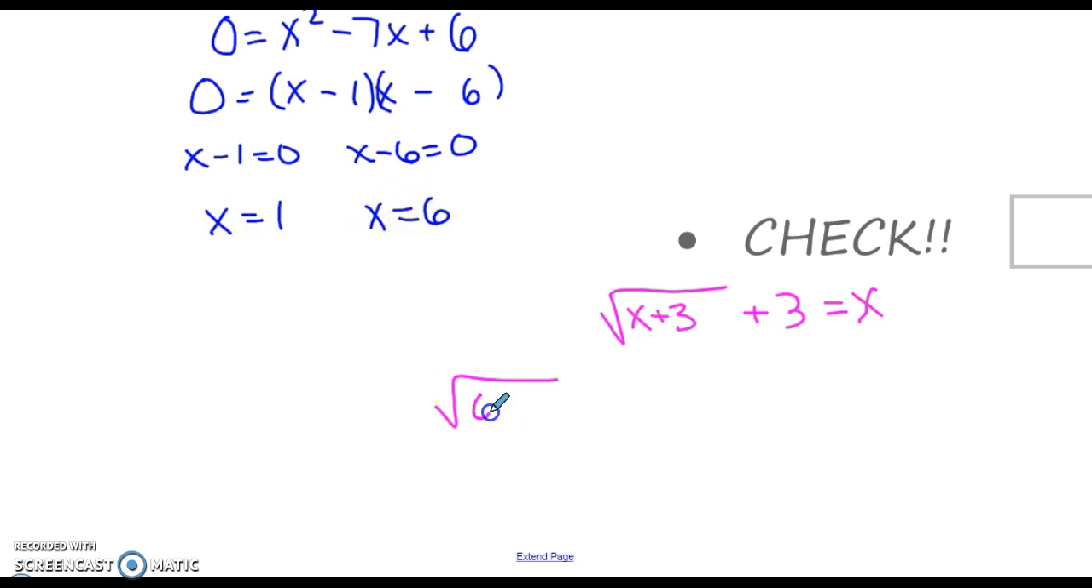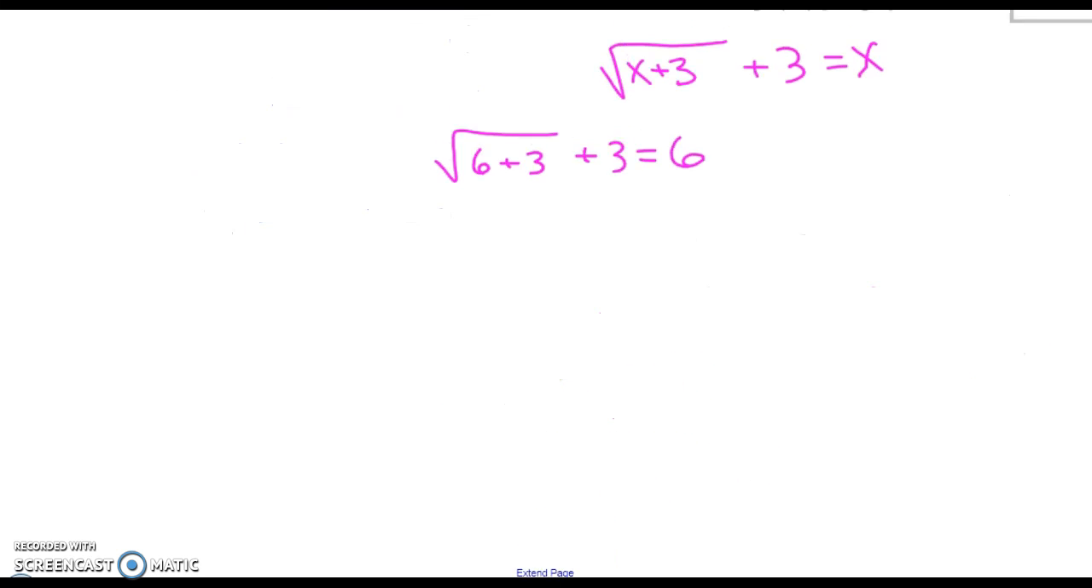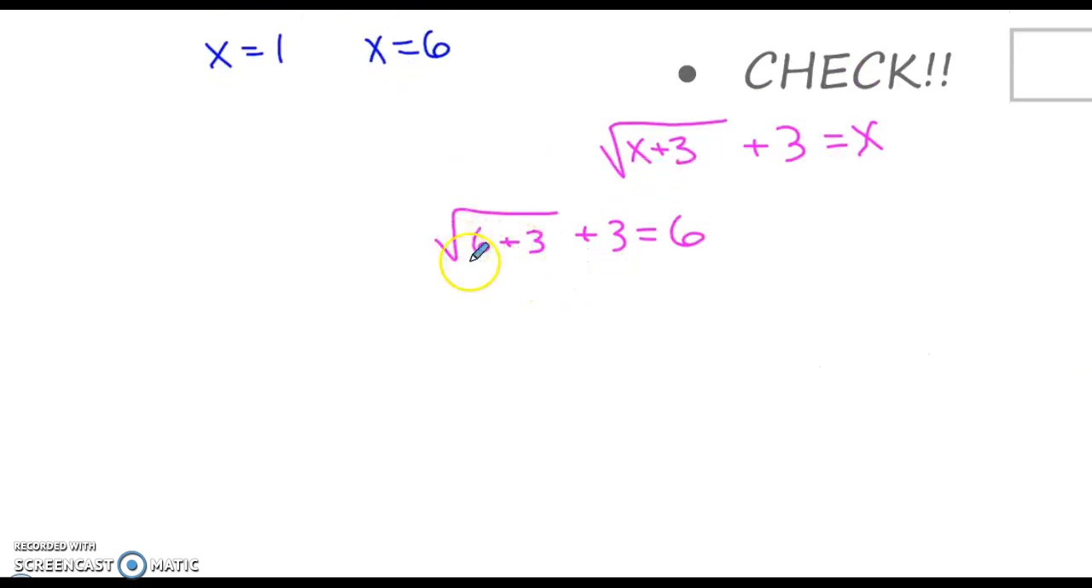I get the square root of 6 plus 3 equals 6. And let's check to make sure that is actually true. Well, 6 plus 3 is 9, so I get the square root of 9 plus 3 equals 6. And then square root of 9 is 3, so I get 3 plus 3 equals 6. And does 3 plus 3 equal 6? Why, yes, indeed it does. So x equals 6 does indeed work.